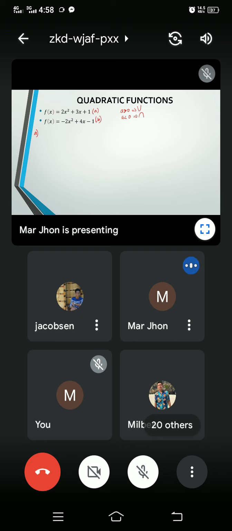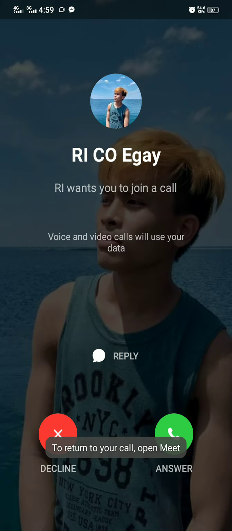So let's take example 1. 2x squared plus 3x plus 1 is equal to 0. We equate this to 0. The factors of 2 are 1 and 2, and the factors of 1 are 1 and 1. So 2x, then the other one is x, then 1 and 1, all positive, so plus.